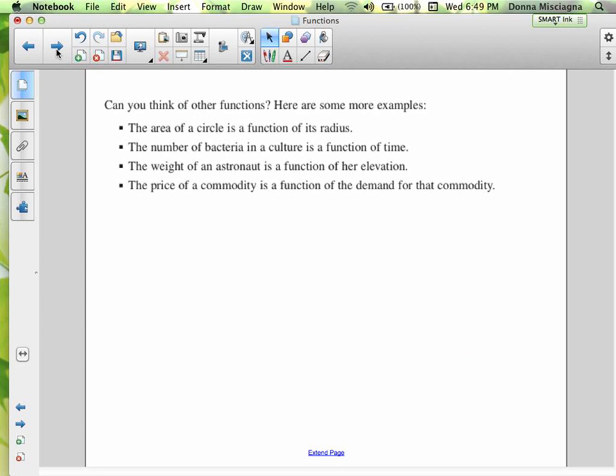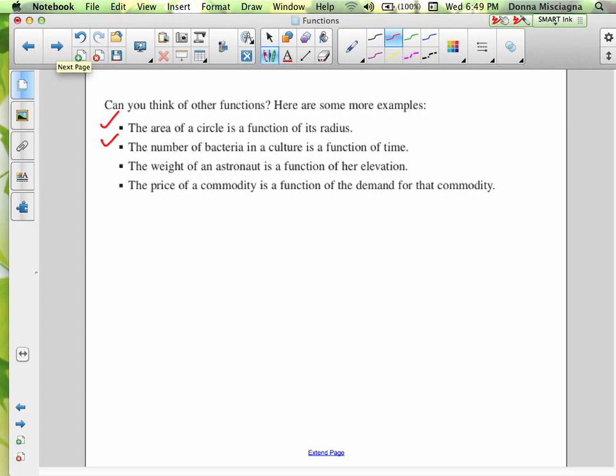Can you think of some other functions? Here are some more examples. The area of a circle is a function of its radius. The number of bacteria in a culture is a function of time. The weight of an astronaut is a function of her elevation. The price of a commodity is a function of the demand for the commodity. Some of these are easier to write equations for than others. This one and this one are really easy to write an equation for.